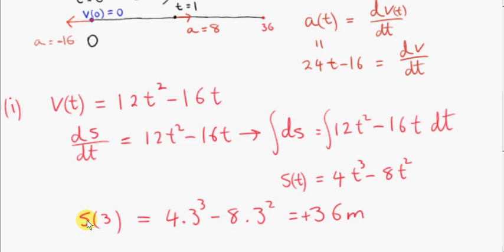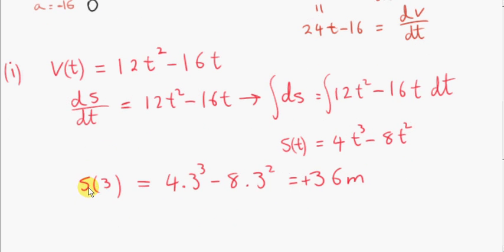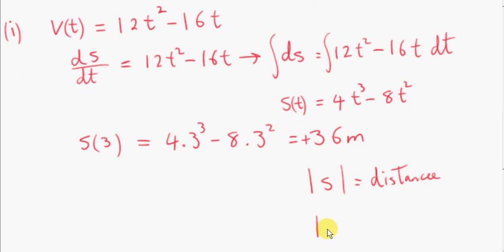So since s can be positive or negative, it's a vector. If we are just interested in the distance of the particle from the origin, we have to consider the magnitude of s. Okay, that'll give us the distance, which is a positive quantity. So for example, if s comes out to be minus 4, then the distance from the origin is 4 units, or 4 meters.